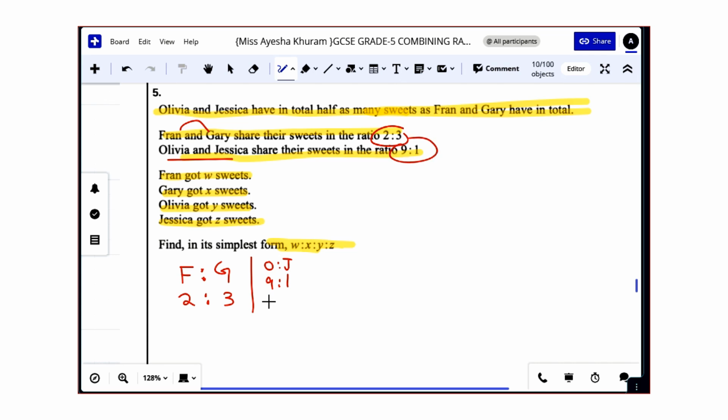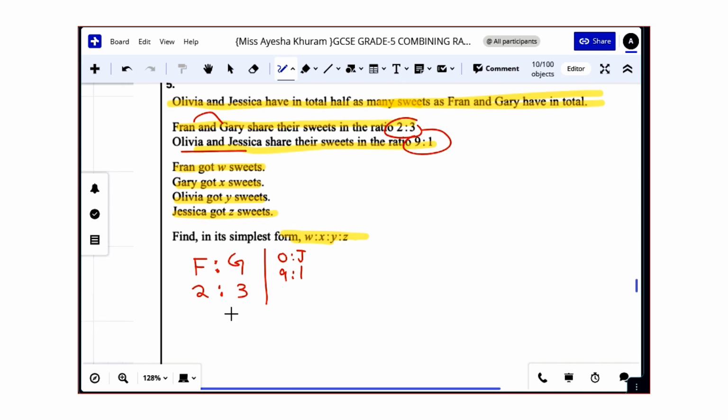So my dear kids, step by step, try to understand. I am just finding the total, which is basically 5. I make a total of 5 parts for that. And for Olivia and Jessica, I have 9 plus 1, so I have 10 parts for that.